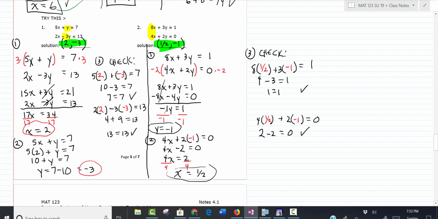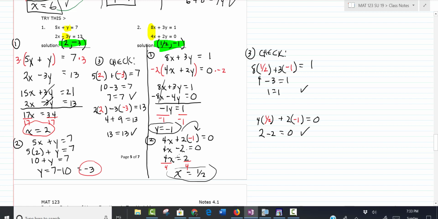That cancels, that gives negative 1y equals 1. I'm just adding the like terms. Divide by negative 1, I get y is negative 1. Then I pick an equation, I chose the second one, again it didn't make any difference. So I just wrote down 4x plus 2y, and again the y gets plugged in.